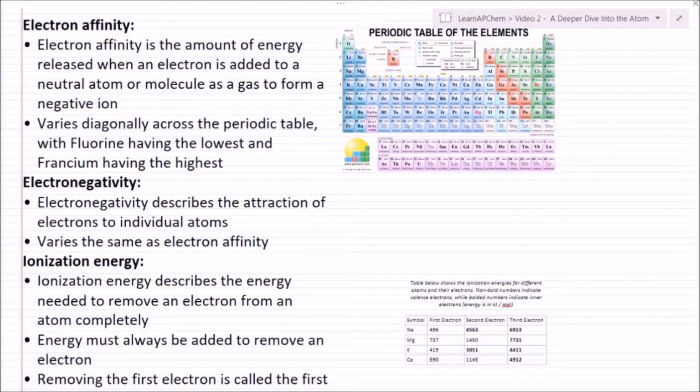Similarly, electronegativity describes the attraction of electrons to individual atoms, and this is varying the same as electron affinity. However, fluorine has the highest electronegativity, and francium has the lowest electronegativity.